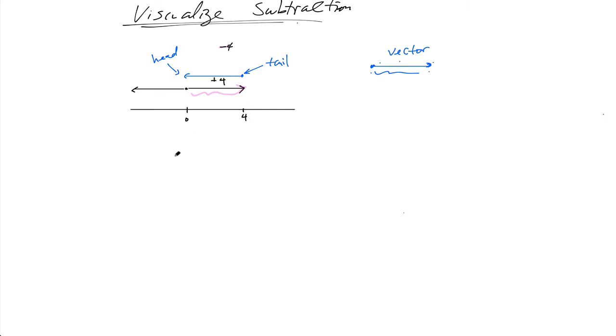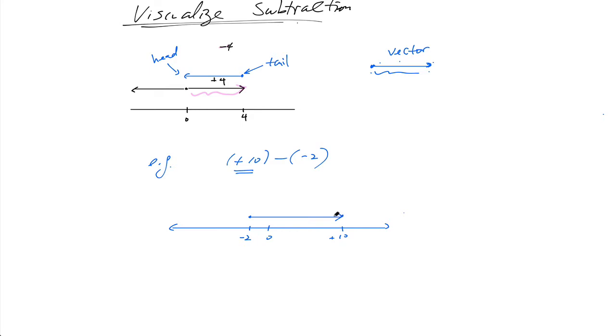So how do we do something like this? For example, plus 10 subtract, let's say, negative 2. Well, this is how we do it. Let's locate 10. 10 will be about there. Where's negative 2? It will be about there. We mark it like that, and you always take the first number as the head of the arrow, and the second as the tail of the arrow. That represents the difference: plus 10 subtract negative 2.